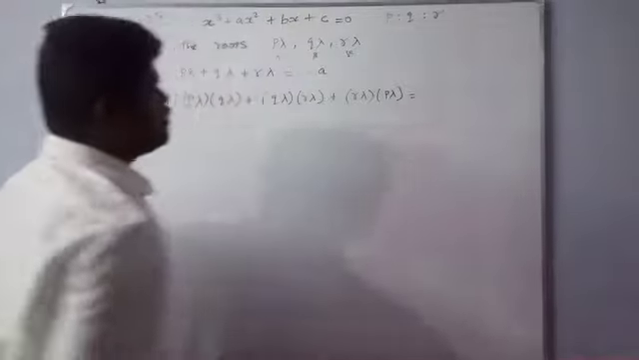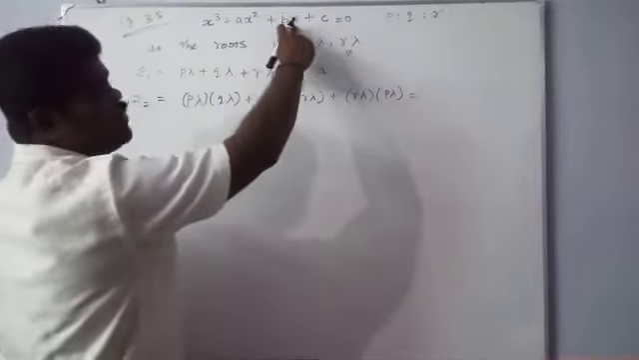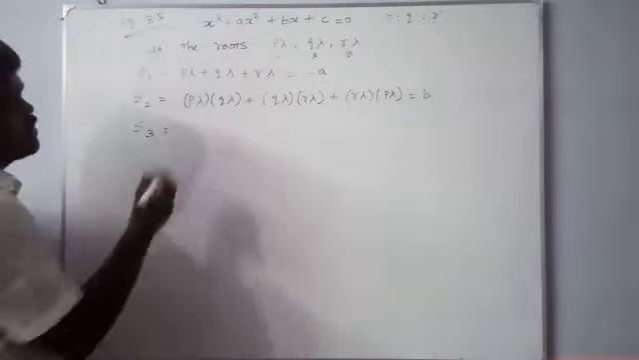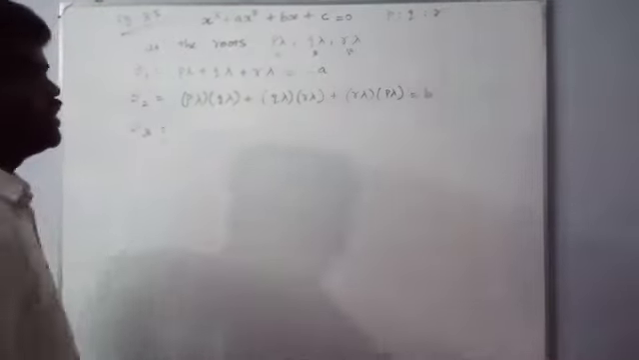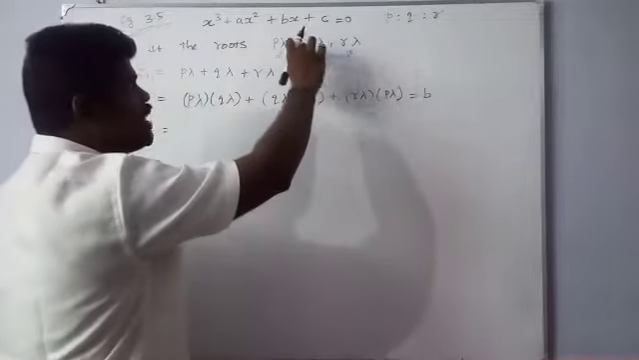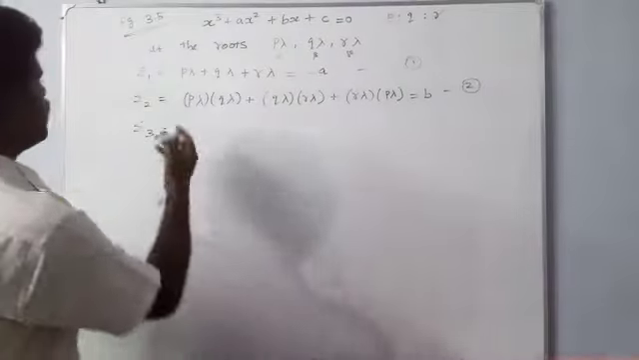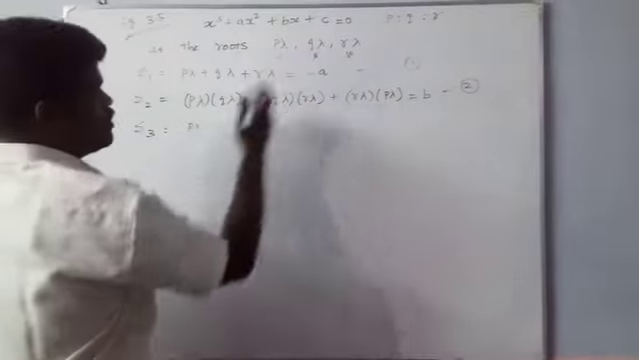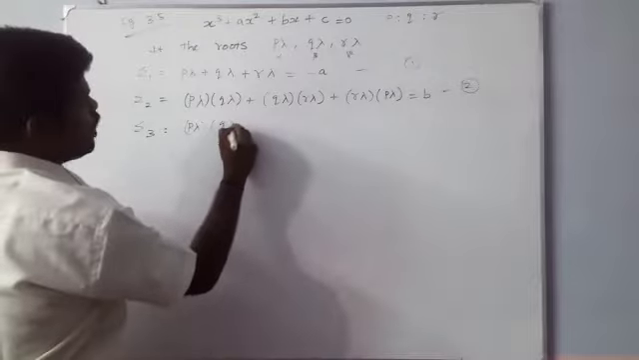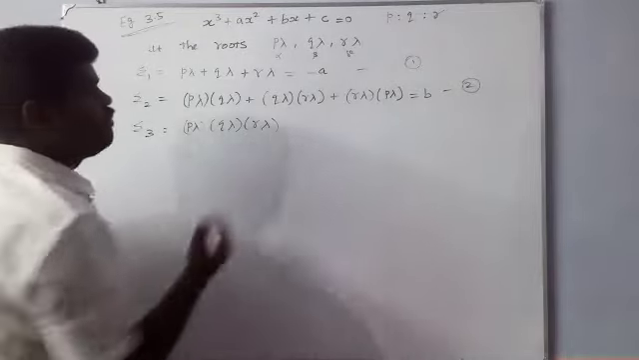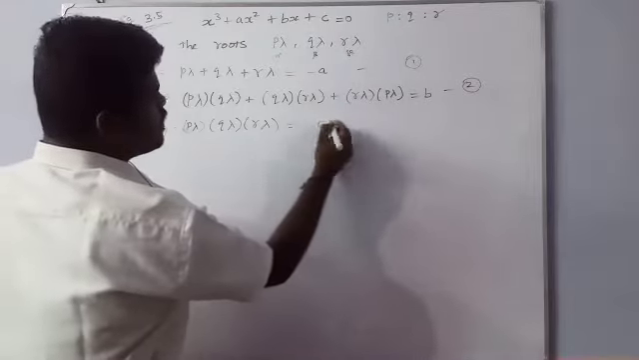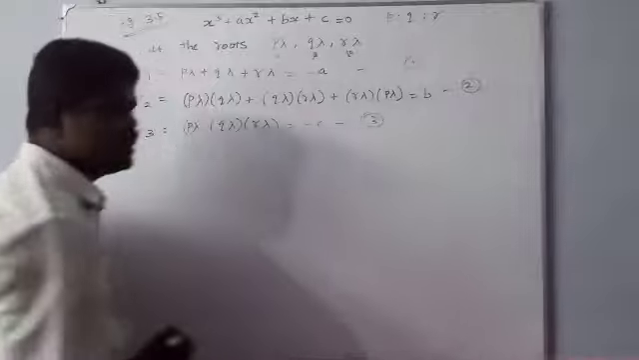Okay, which is equal to the second term b, and summation 3. Summation 3 means what? Product of the roots, alpha, beta, gamma. Summation 3 means product of the roots, p lambda, q lambda, r lambda, which is equal to what? The value is minus c. This is equation number 3.